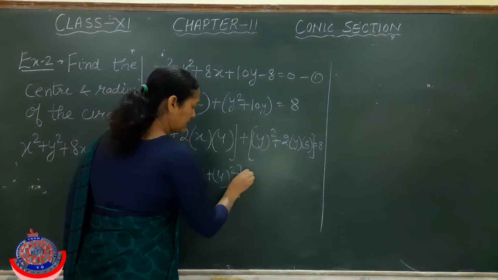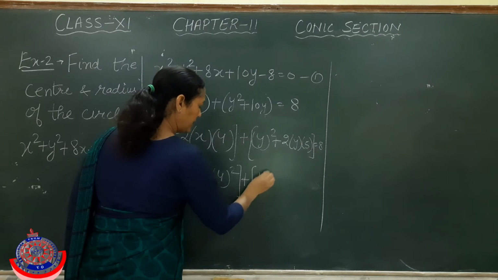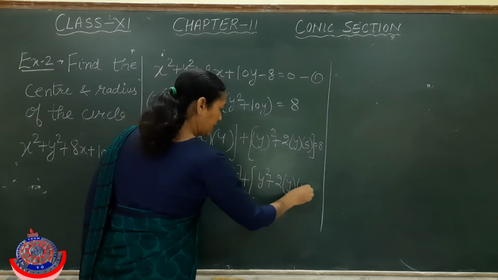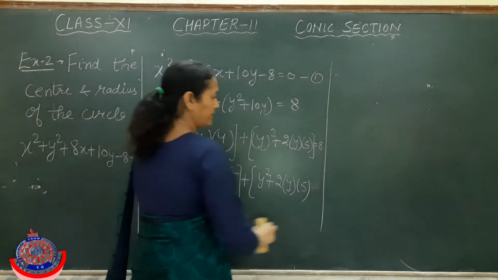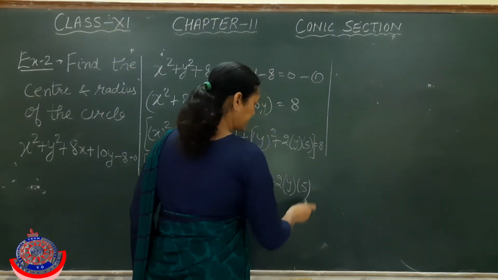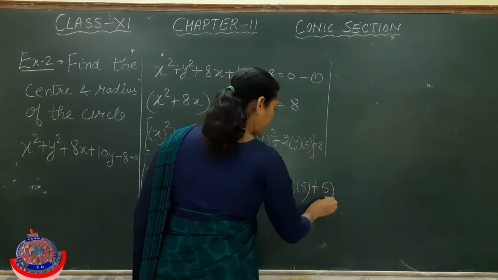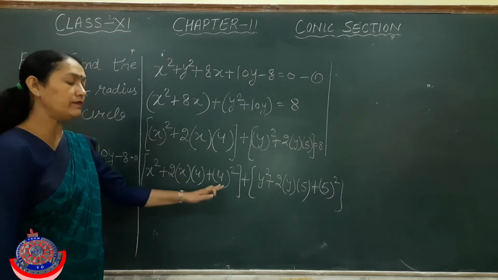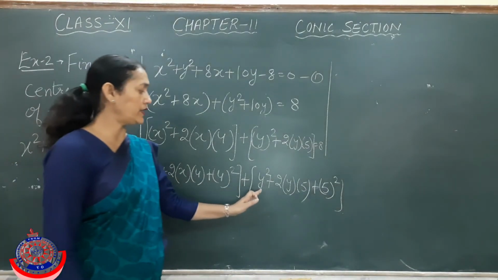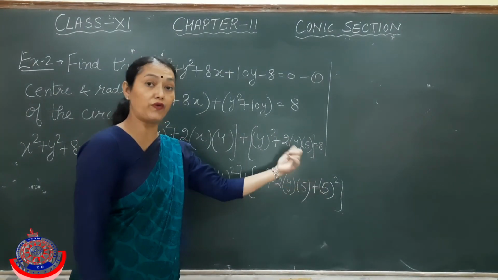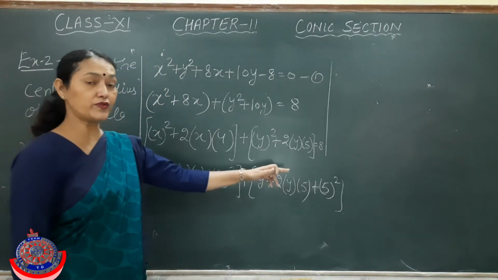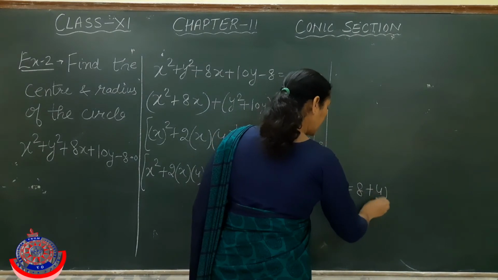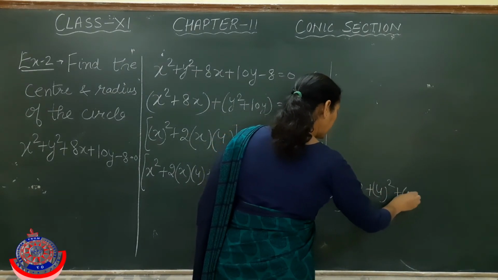b plus y square plus 2y 5. So b is 5. Means if we introduce 5 square in this bracket, a square plus 2ab b square, and here also a square plus 2ab b square. So what we have added? 4 square and 5 square. The other side also will be adding 4 square and 5 square.